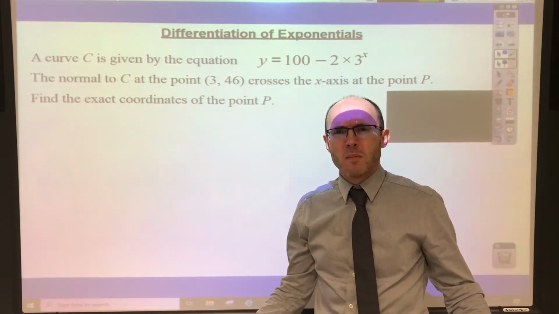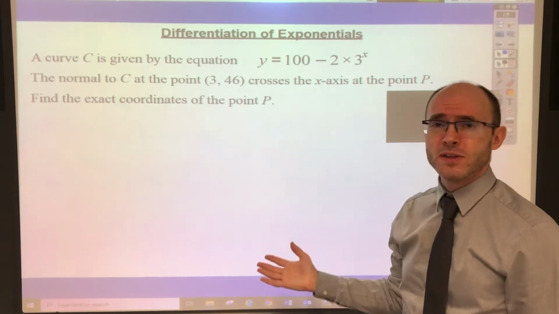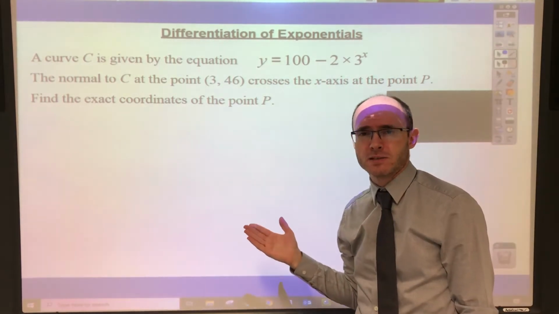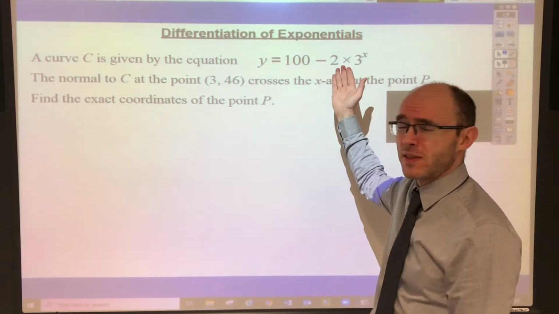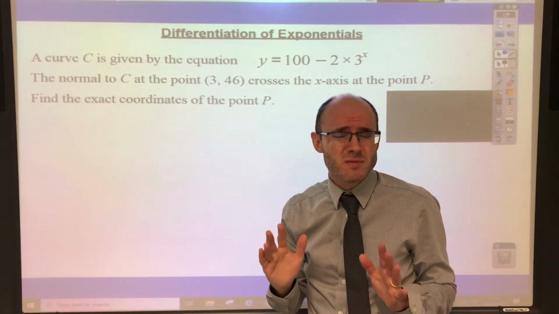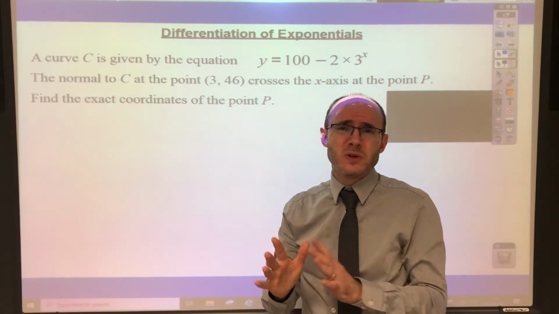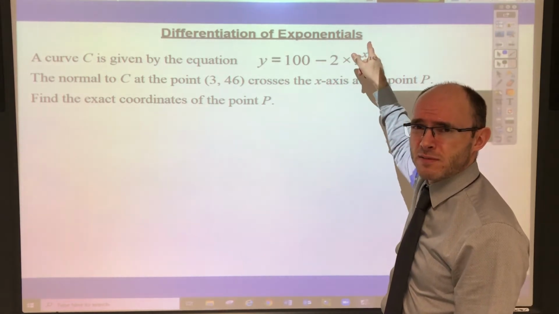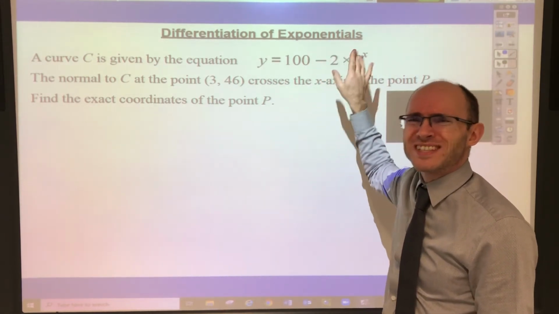Right, let's have a look at an example then, shall we? So the curve C is given by the equation y equals 100, subtract 2 multiplied by 3 to the x. Remember, you cannot simplify that as 6 to the power of x. The only reason I say that is because I still do see sometimes year 13 students doing that rather silly thing. Remember, it's rules of indices, 3 to the power of x multiplied by 2. So don't do anything silly there, please.